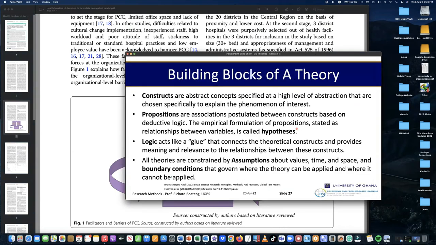Now, the building blocks of a theory. Theories are all called constructs. The constructs are the variables that we end up studying. The variable is just a measurable way of looking at the construct. So the constructs are abstract, like attitude. Then you can express it in a way that can be measured.